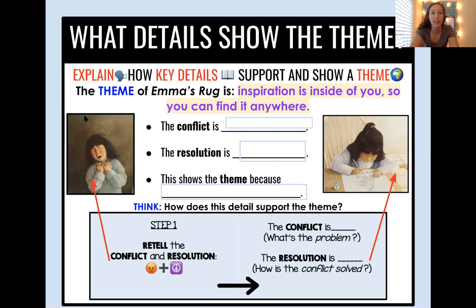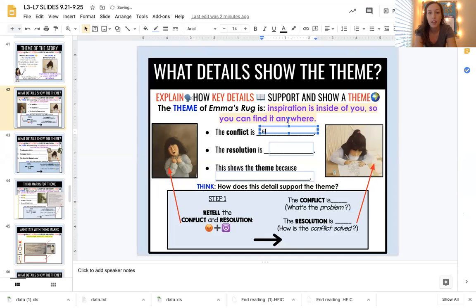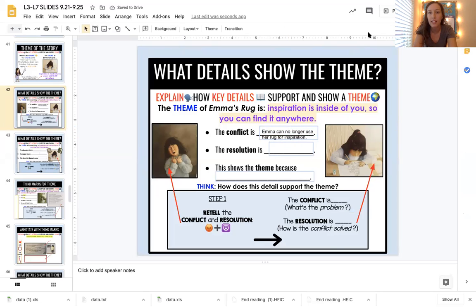So if we look at this first picture over here on the left of Emma, oh no, she's crying. This helps us to think about the conflict. What was the conflict in the story? Looking at the illustration, we know that the conflict is when Emma can no longer use her rug for inspiration. So all I did was click on that blue box to type my sentence, and I have it there for you guys to see now.